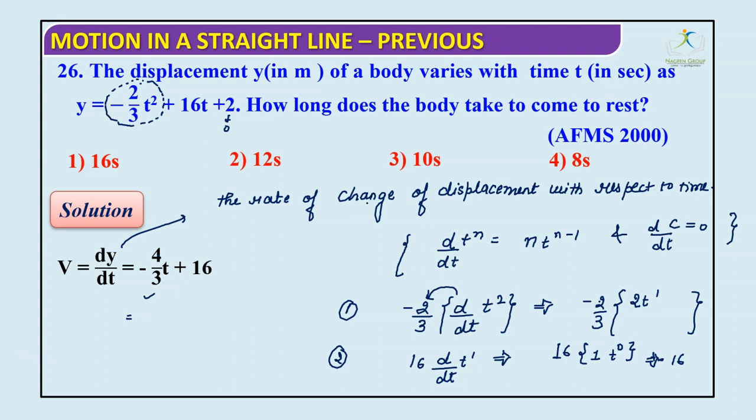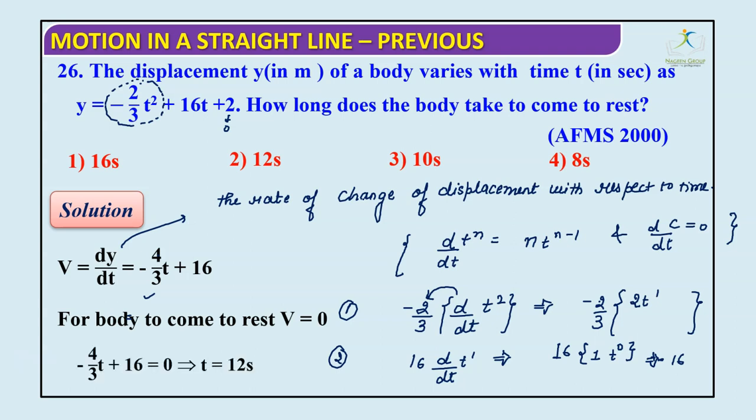We have to ask about the time duration. So for the body to come to rest, v must be 0. That means this value we have to equate to 0. And after equating, we get the value of t, which is equal to 12 seconds. In the options, the second option is 12 seconds. So the correct answer for this question is option 2. Moving ahead with the next question.